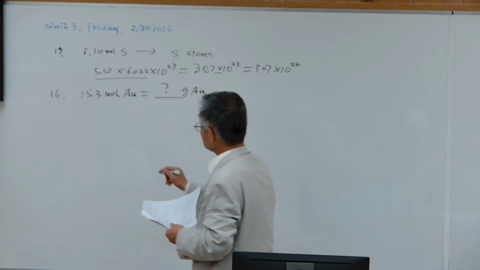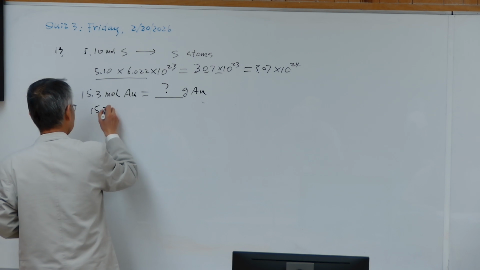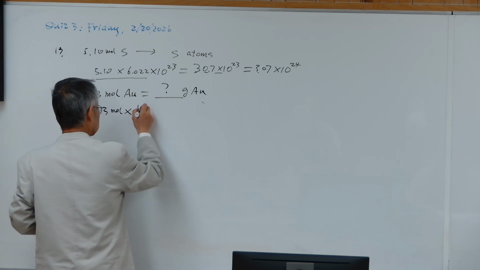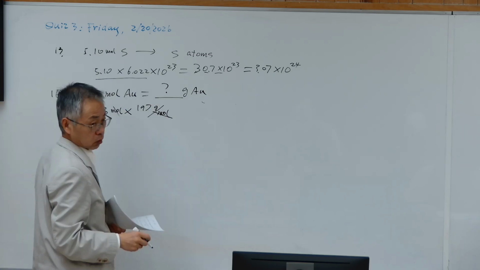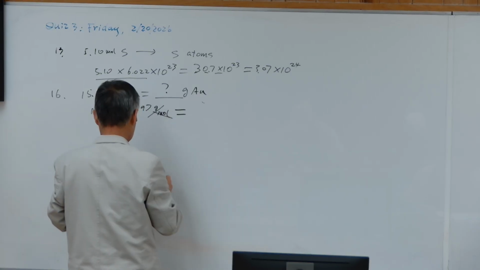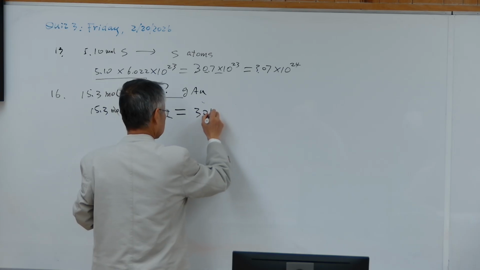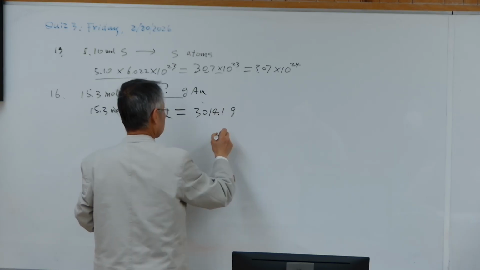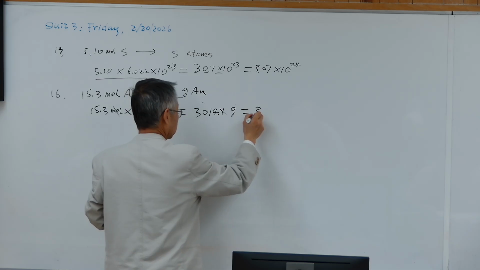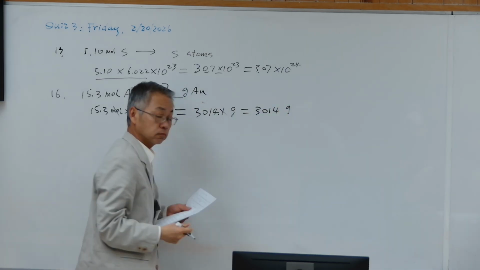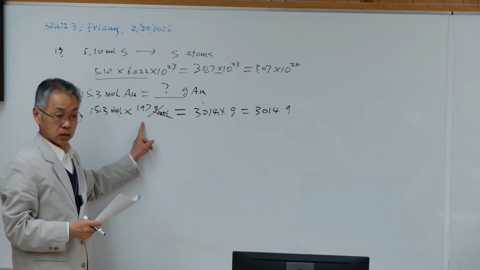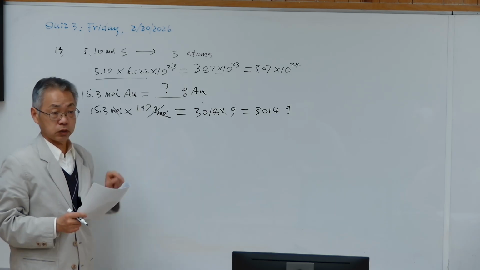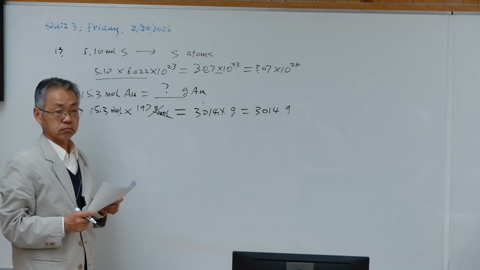Now, moles multiplied by molar mass, 197 grams per mole. You get a mass of 3014.1 grams. Or you can neglect the 0.1, just 3014 is fine. So moles back to mass is moles multiplied by molar mass. We find the molar mass with the help of the periodic table.